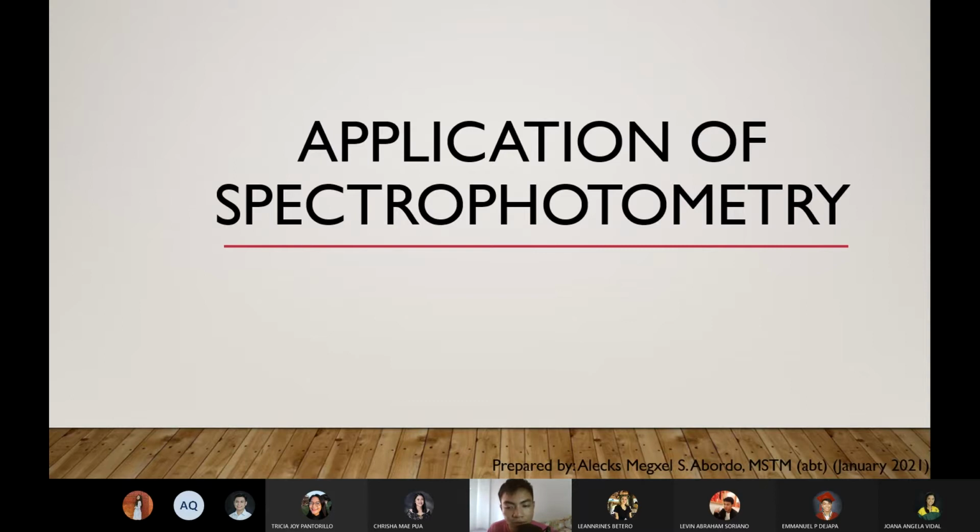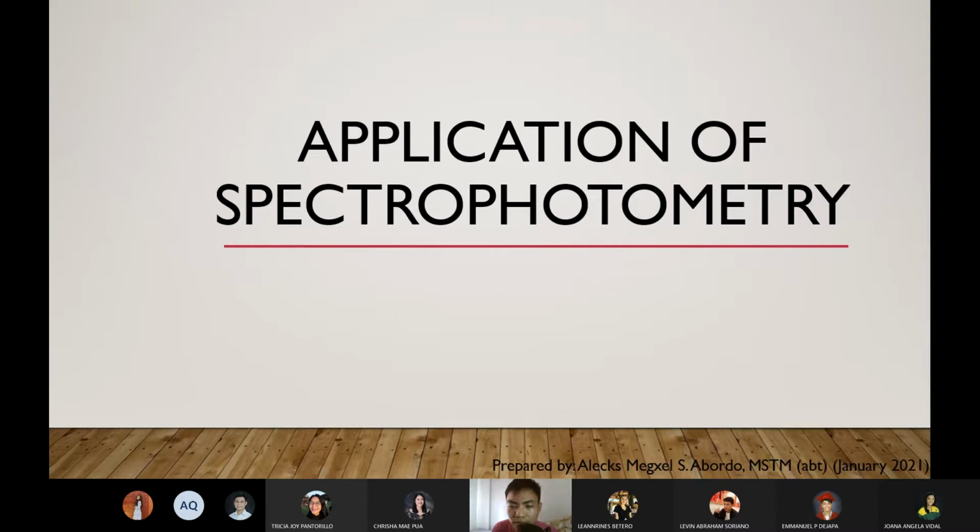A equals epsilon b c. And b is the path length. Okay? Later I'll show you what the meaning of that path length is. C is the concentration and A is the absorbance. Okay? So the absorbance is the ratio of the transmitted and the incident light. Okay? So, what we'll do today is basically combine the ideas from the lecture.